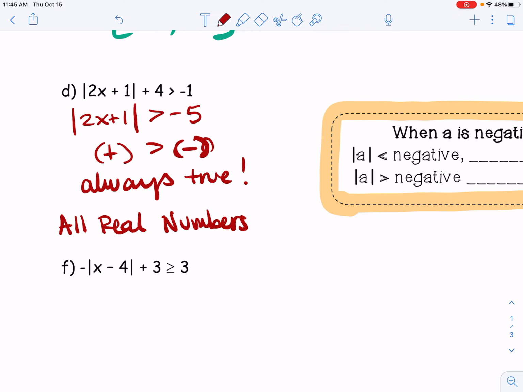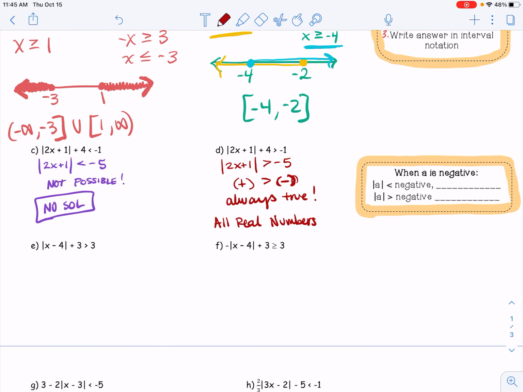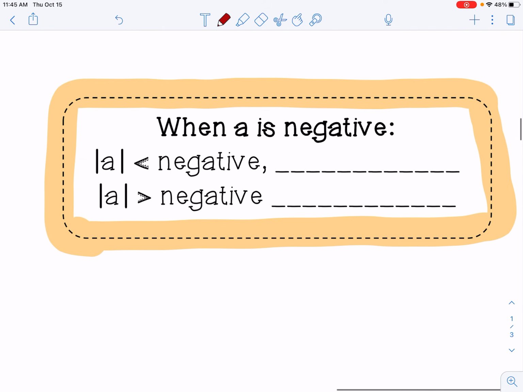And again, you can think about that on the graph. If I sketched a graph of this, where is my absolute value greater than that negative number? The whole entire thing is greater than it, right? So these are a little bit easier. You don't have to do as much math if you can recognize, when you get that absolute value isolated, that if it's less than a negative number, that's going to mean that there are no solutions. Okay, go ahead and write out that whole word. No solutions. Okay, and then if we have an absolute value isolated and it's greater than a negative, that's always going to be true, right?